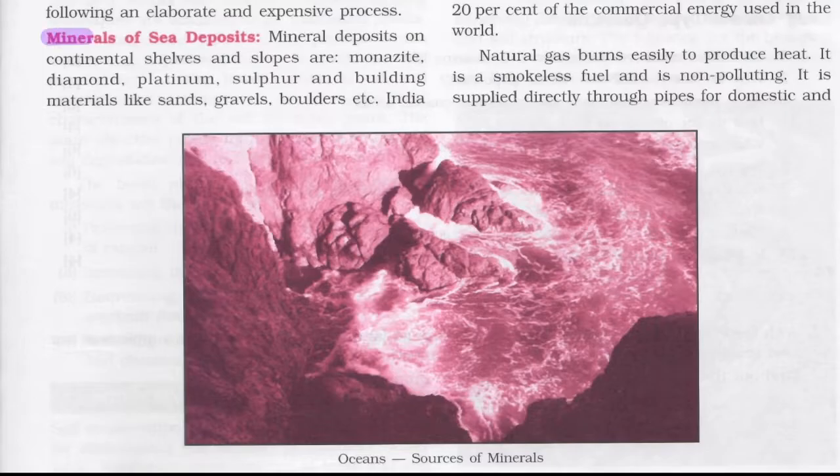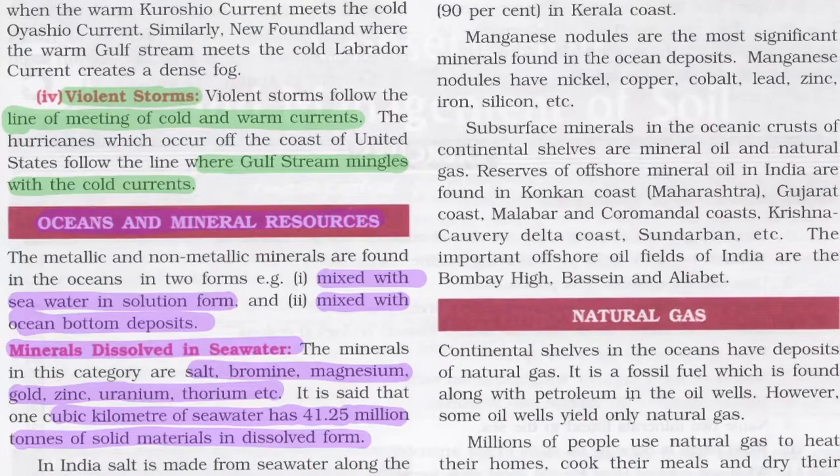Minerals of sea deposits. Mineral deposits on continental shelves and slopes are monazite, diamond, platinum, sulfur and building materials like sand, gravels, boulders, etc. India has the largest reserve of monazite. The world's 90% of monazite is present on the Kerala coast.